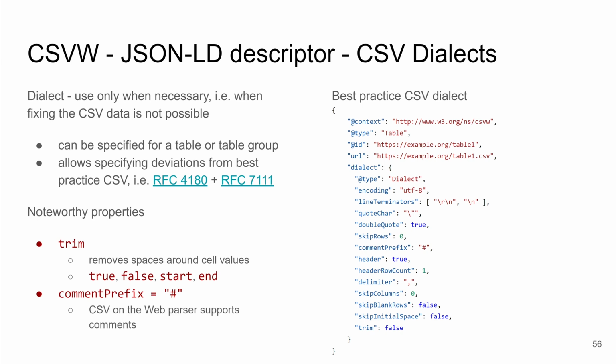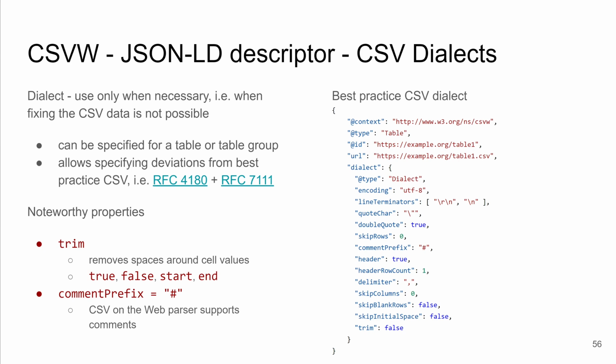So there is the UTF-8 encoding. There are two possible line terminators, CRLF and LF. The quote char is the double quote. The double quote is used twice when it is escaped. There are no rows to be skipped. What is new here is that CSV on the web supports comments. So here you can say that hash is a comment prefix. Then a proper CSV has a header, which has exactly one row. The delimiter is a comma. There are no columns to be skipped. Blank rows are not skipped, initial space is not skipped, and nothing is trimmed.